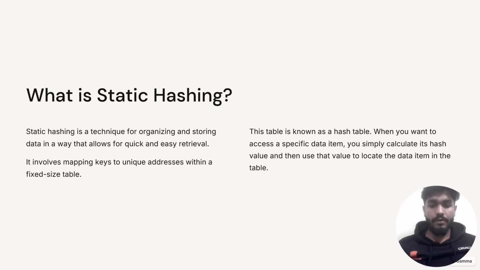Static hashing is a technique for organizing and storing data in a way that allows for quick and easy retrieval. It involves mapping keys to unique addresses within a fixed size table. The table is known as a hash table. When you want to access a specific data item, you simply calculate its hash value and then use that value to locate the data item in the table.